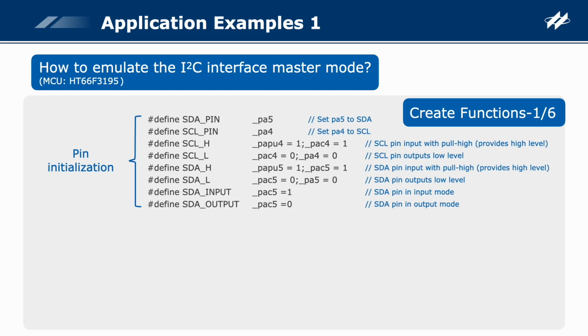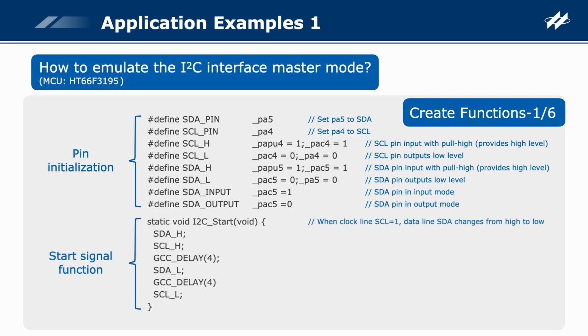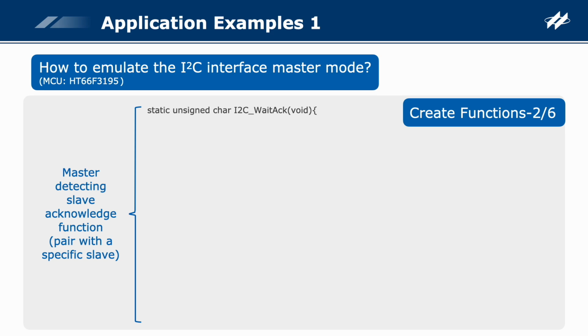The first step is to initialize relevant pins. Then write the start signal function, where the data line SDA changes from high to low during the clock line SCL high level. After transmitting the slave address, the master will detect whether an acknowledge signal is transmitted from the slave, which is implemented by a master detecting slave acknowledge function.